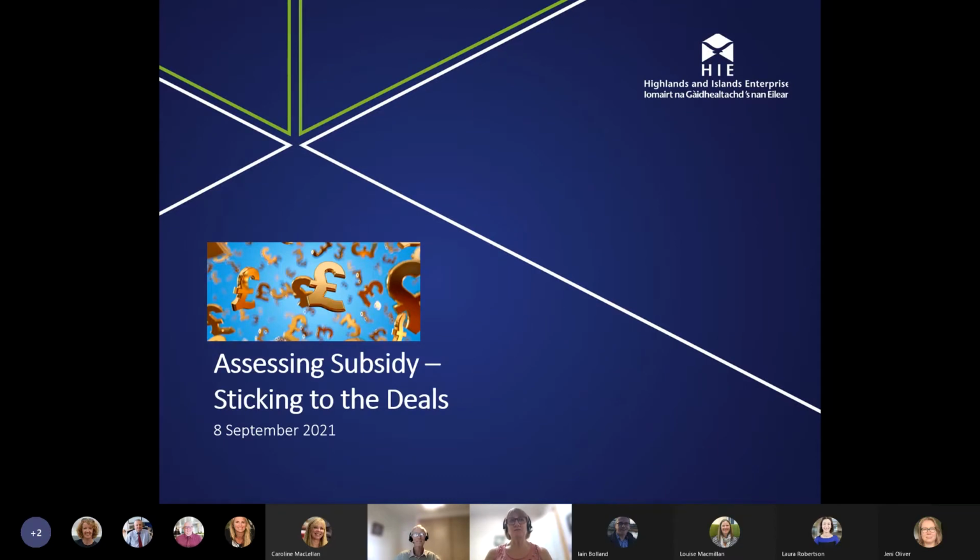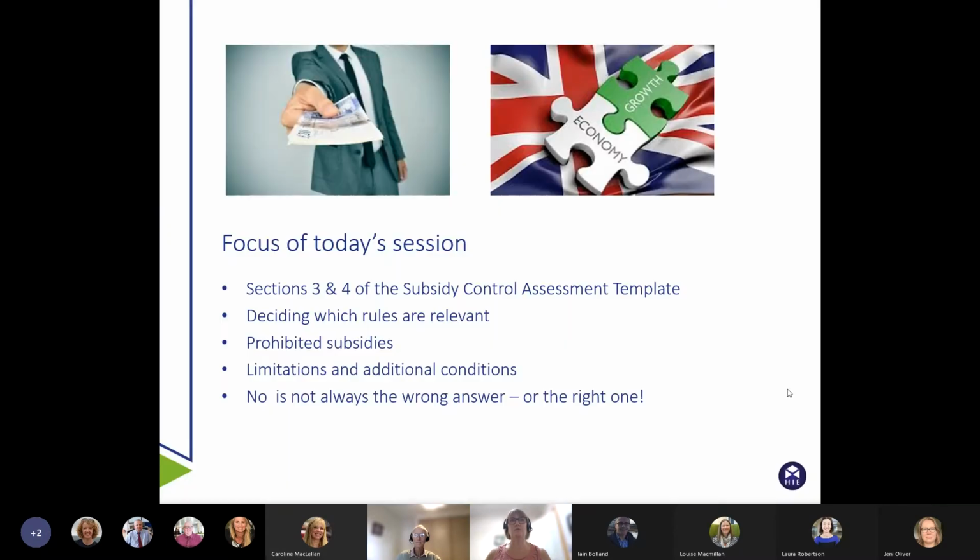This morning we're going to drill into the part of the subsidy assessment, sections 3 and 4, that are about which trade deal or which set of legislation applies when we're doing things. So deciding which rules are relevant for the case that you're looking at is quite important. We're also going to look a wee bit further into which subsidies are prohibited and are an absolute no can do, and then some new things that have come in where there are limitations or specific conditions that we just have to be a bit mindful of.